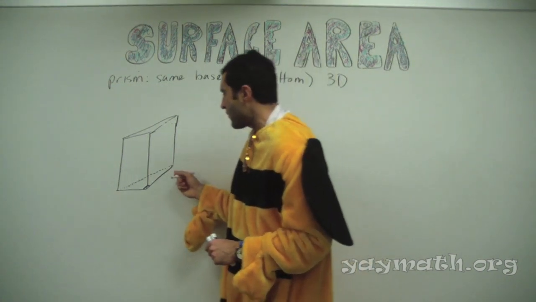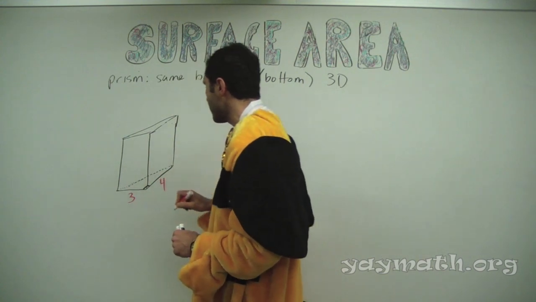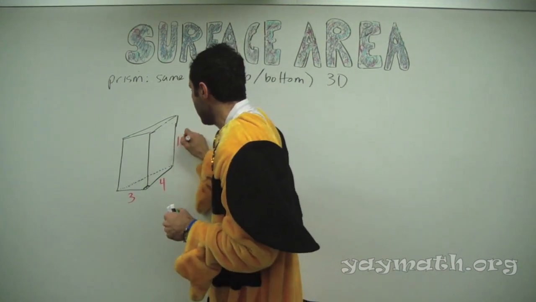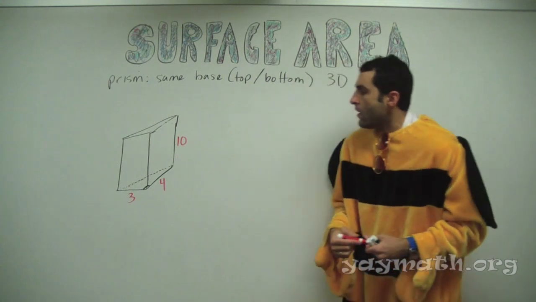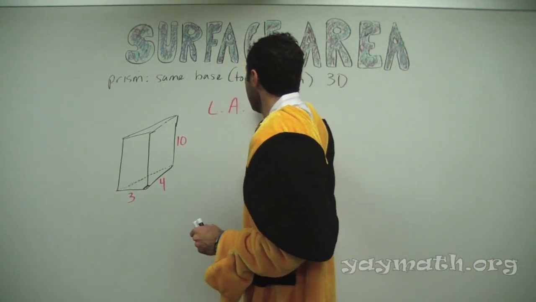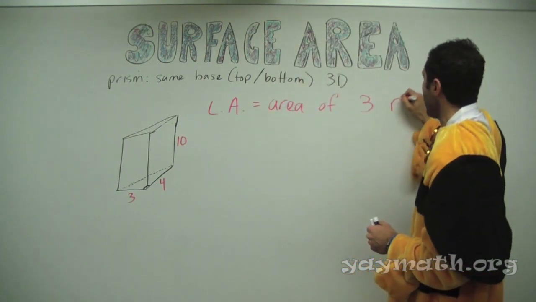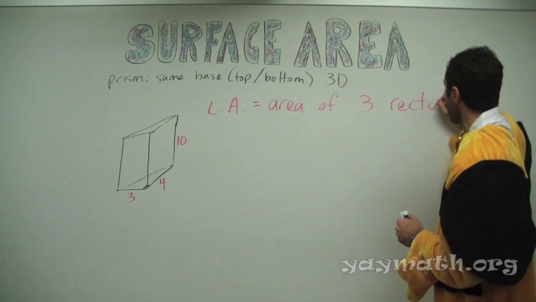Let's go with, brother man, let's put a 3 here, let's put a 4 here, and let's put a 10 here. It'll be easier that way. Okay, lateral area equals LA, the area of 3 rectangles.